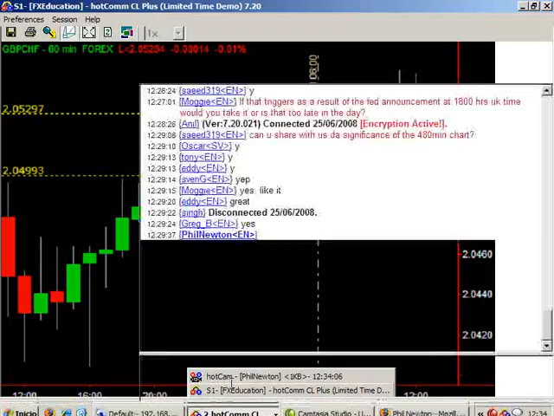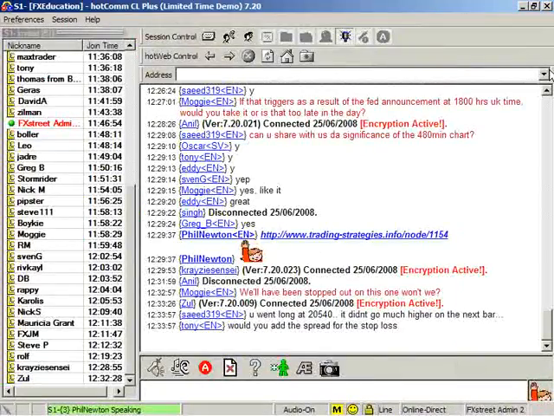Sure, you can add in the spread. I don't mention the spread because everyone's got different spreads. But yeah, 10 points plus the spread. Some people it's 4, some people it's 6, some people it's 10 points. It depends on your broker, but yeah. So whenever you buy, you need to take the spread into consideration.